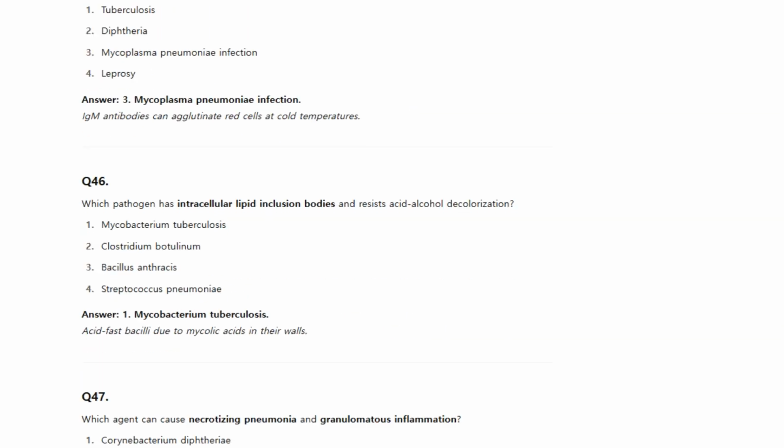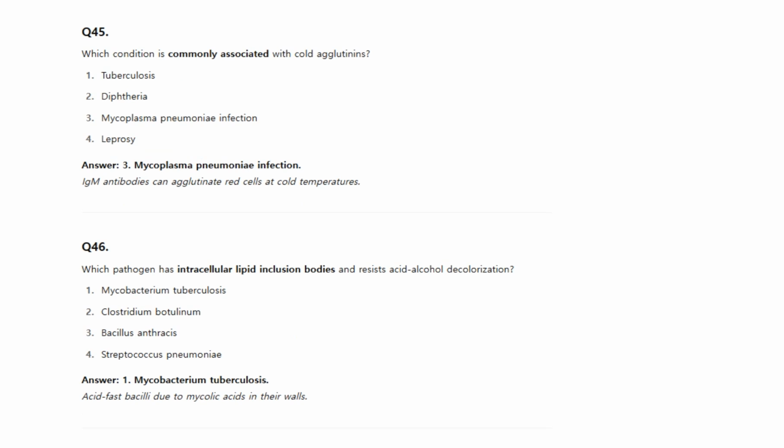Q45. Which condition is commonly associated with cold agglutinins? 1. Tuberculosis. 2. Diphtheria. 3. Mycoplasma pneumoniae infection. 4. Leprosy. Answer 3. Mycoplasma pneumoniae infection. IgM antibodies can agglutinate red cells at cold temperatures.